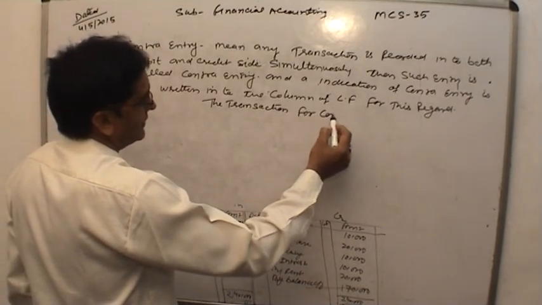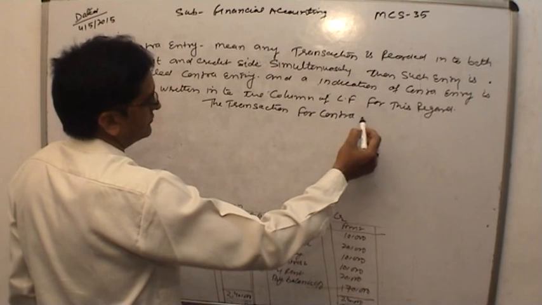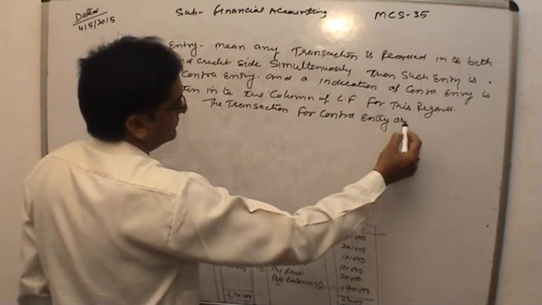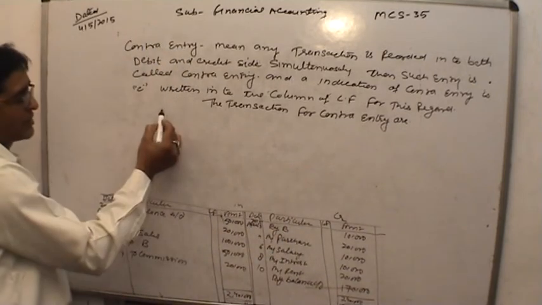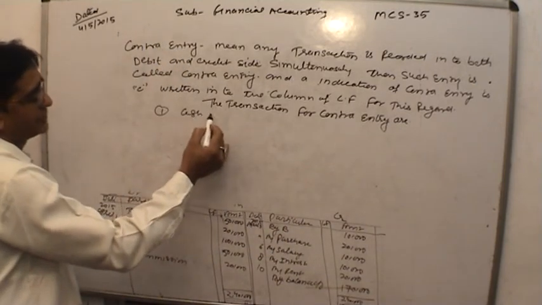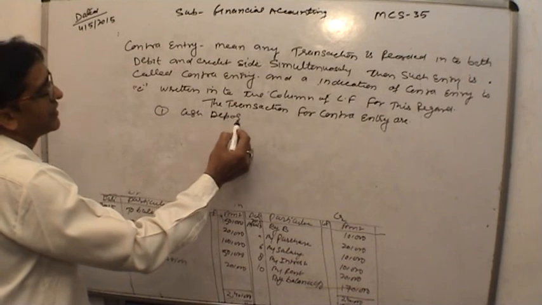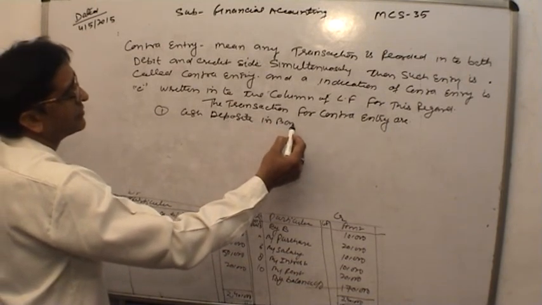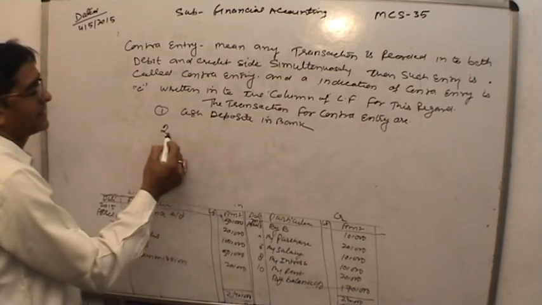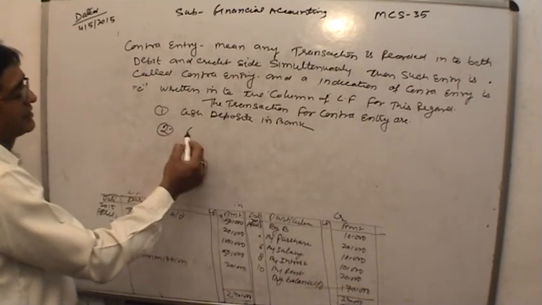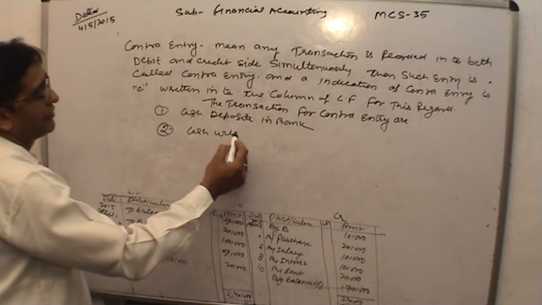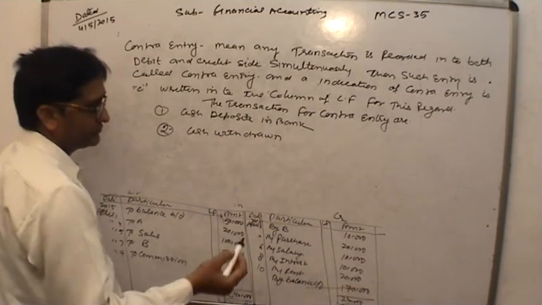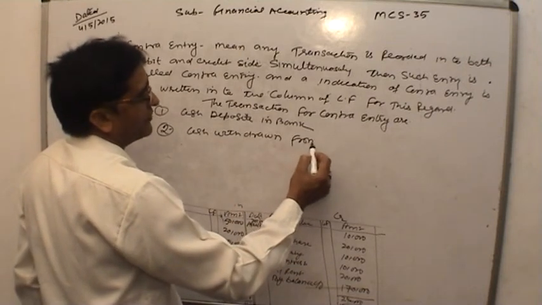For contra entry, there are two transactions: number one, cash deposit into bank, and second, cash withdrawn from bank for office use.